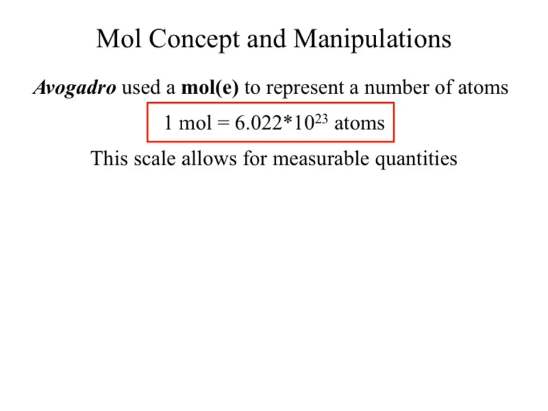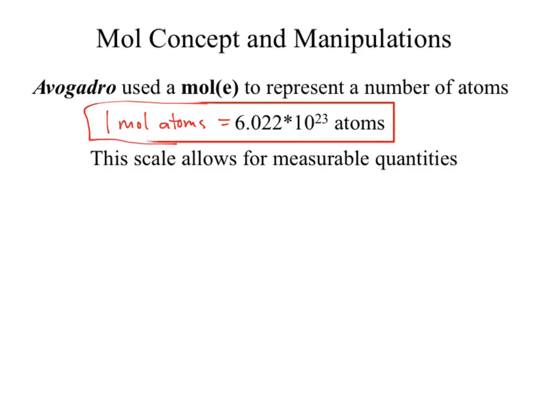Does it have to be atoms? Because officially, this isn't just 1 mole equals 6.02. Really what we're saying here is that 1 mole of atoms equals 6.022 times 10 to the 23rd atoms.